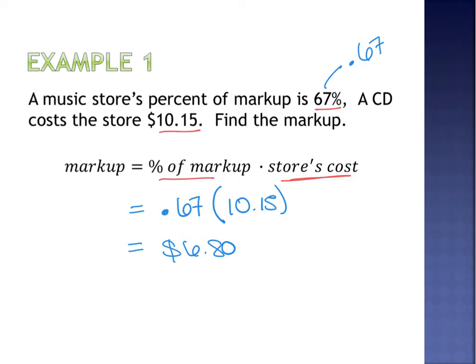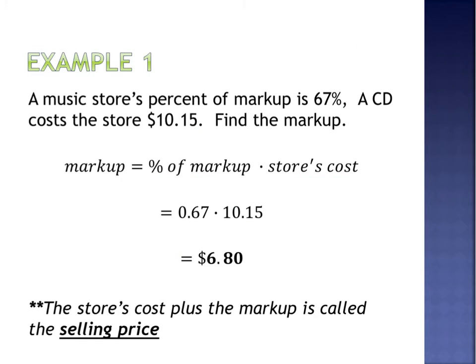Now, in order to find out what the store sells their product for, we take our markup and add that to our $10.15. This is what we call our selling price. Again, the store's cost plus the markup is called the selling price. For this example, we take our $10.15 and add it to our $6.80, and our selling price would then be $16.95.